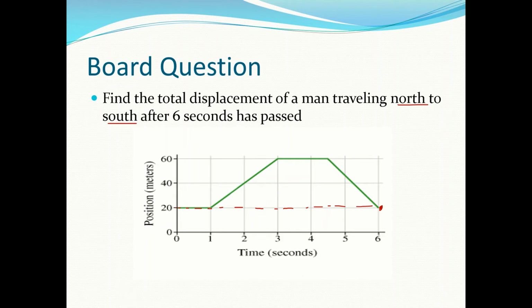And if we do it in chunks, well, they've moved from 20 to 60, so they move 40 meters forwards. Here they move 0 meters, they're stopped. Here they move 0 meters, they're stopped. And here they move 40 meters backwards. Well, if we're finding displacement, we want positive and negative. Well, they actually start where they finish, so their displacement is 0 meters, neither north nor south.